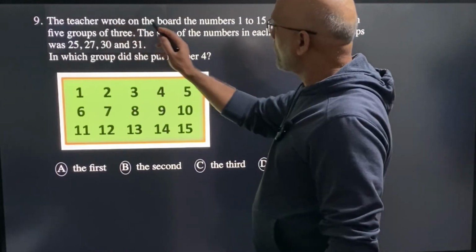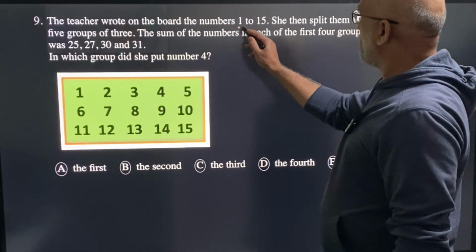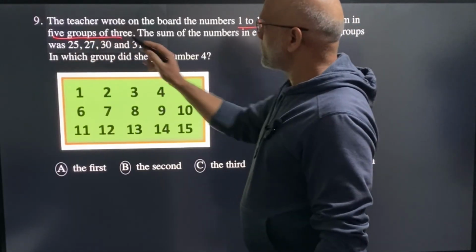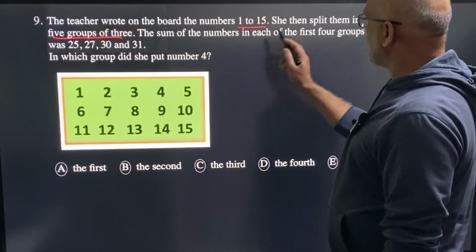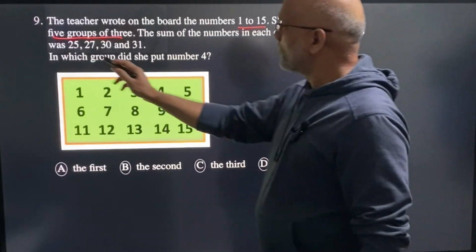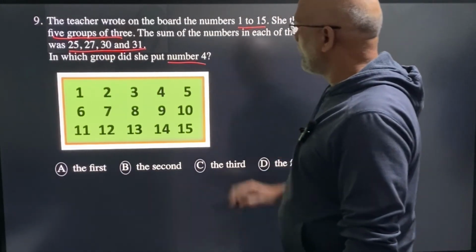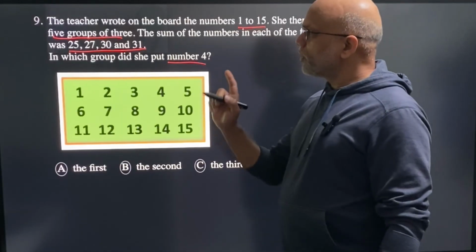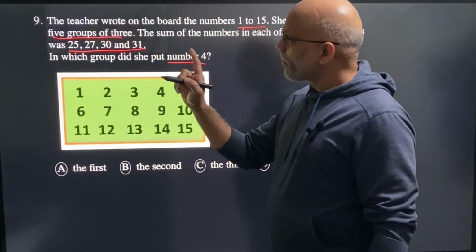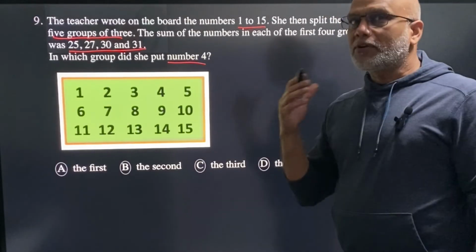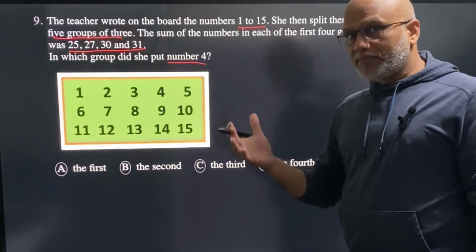The teacher wrote on the board the numbers 1 to 15. She then split them in 5 groups of 3. The sum of the numbers in each of the first 4 groups was this. In which group did she put the number 4? Alright, so we are given the first 4 groups. So let's try to find the total of the 5th group.